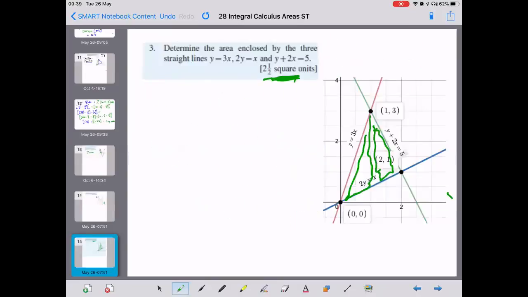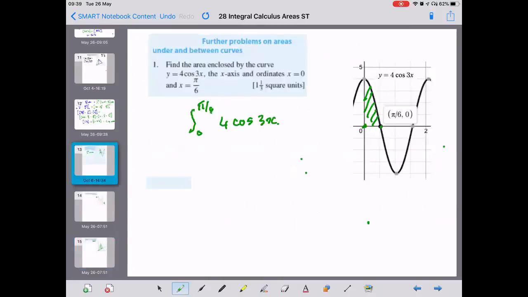Could you go back 2 slides? Of course, to that one. Yeah.